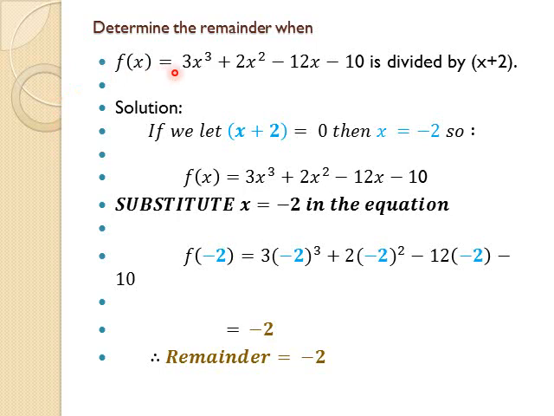Right? Determine the remainder when f of x equals 3x cubed plus 2x squared minus 12x minus 10 is divided by x plus 2. So again, x plus 2 equals 0. So I'm substituting x equals negative 2, if I take 2 across. So I have f of x equals 3x cubed plus 2x squared minus 12x minus 10. x becomes negative 2. So wherever I see x, I'm placing negative 2. Alright, so negative 2 cubed gives me negative 8, negative 24. Plus 8 plus 24 minus 10 gives me a remainder of negative 2.